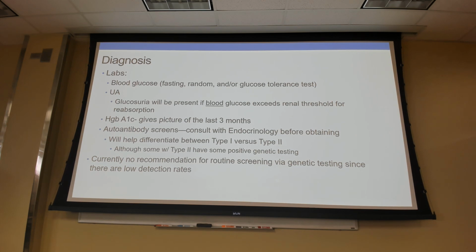So definitely something to talk to them about, but know that that will sometimes be asked of you if you're in an ER setting to be able to get some of those labs too.